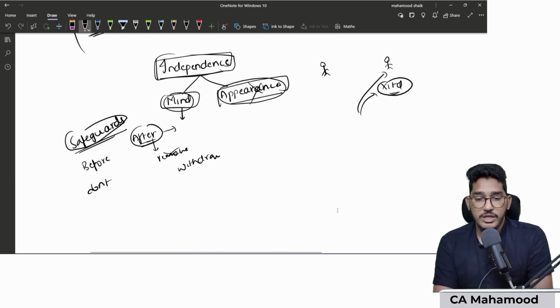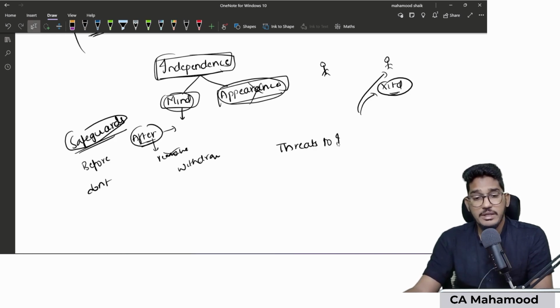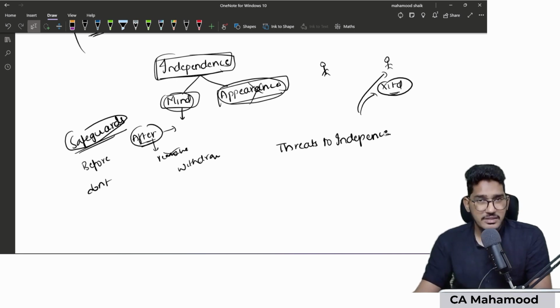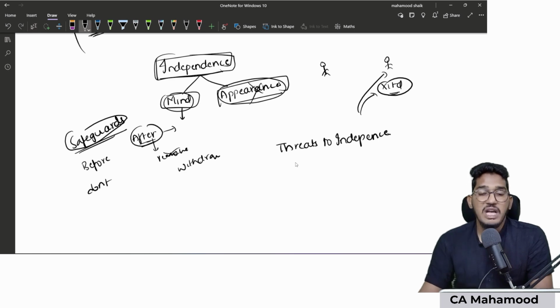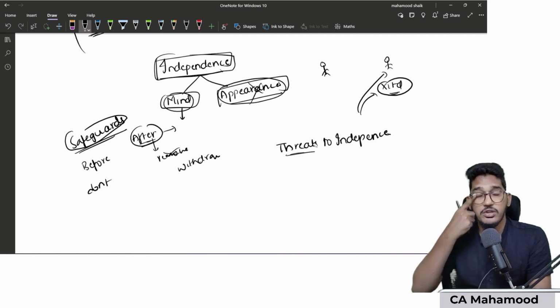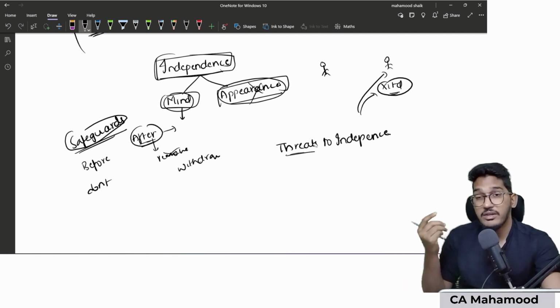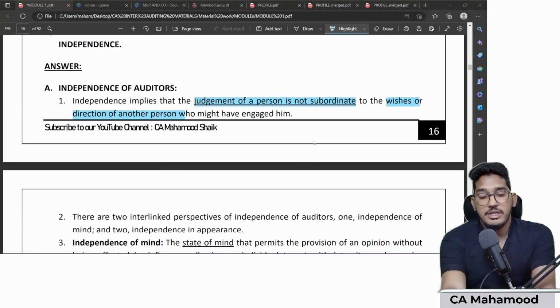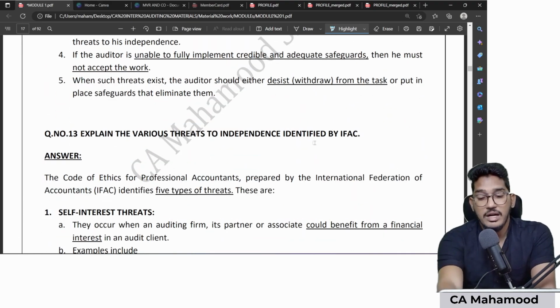Now I have one more point to explain, which is threats to independence. So there are some threats to independence. When I say threat to independence, it means there are some events or circumstances which have a possibility of the auditor's independence getting compromised, which have a danger of reducing the auditor's independence. So what are those threats to independence? Let us try to understand them.